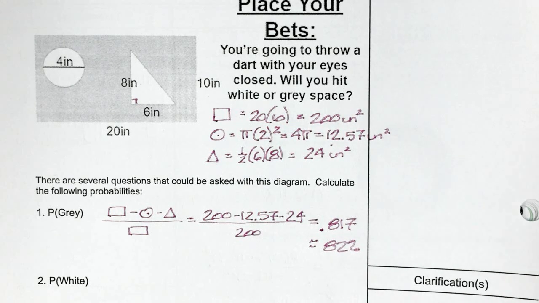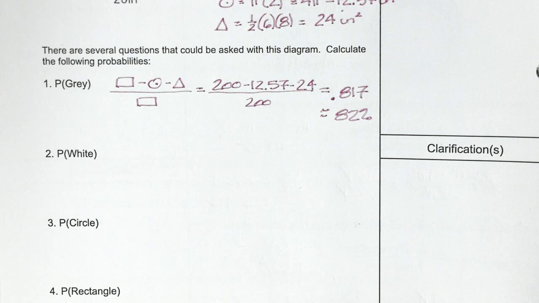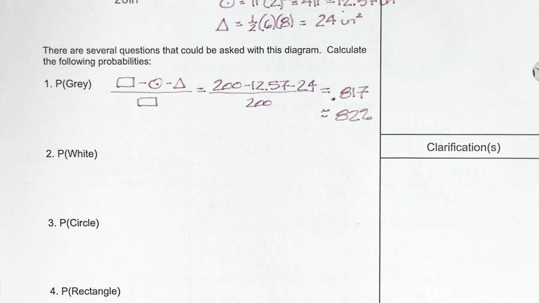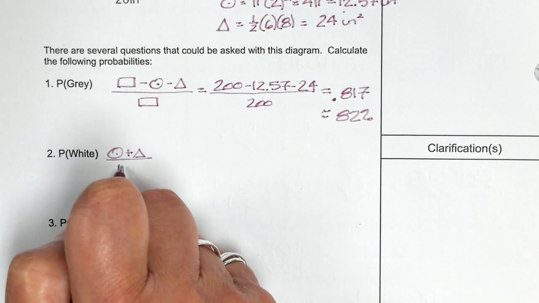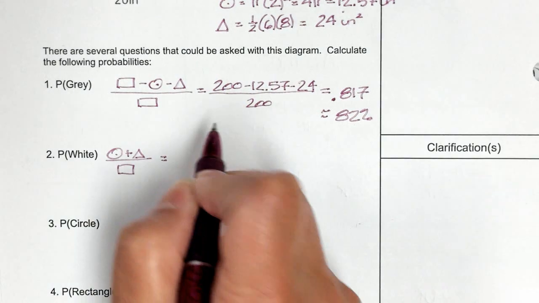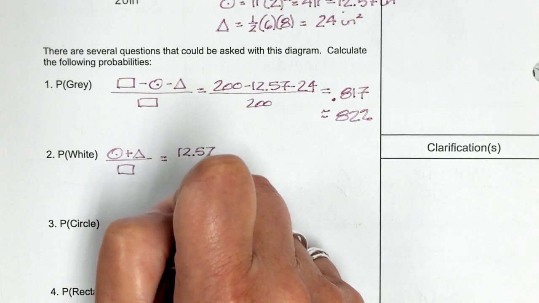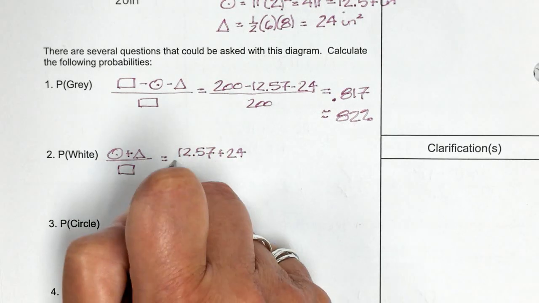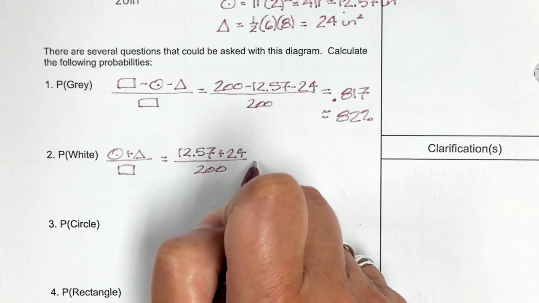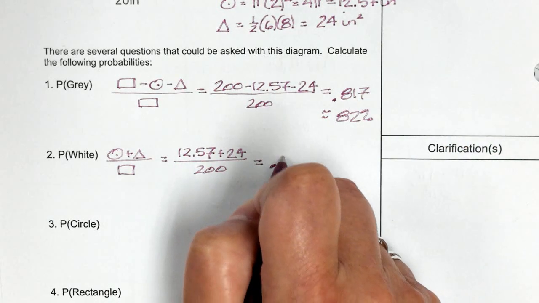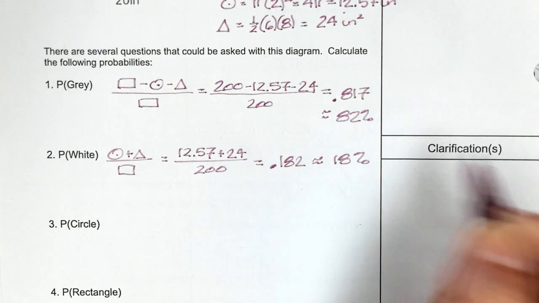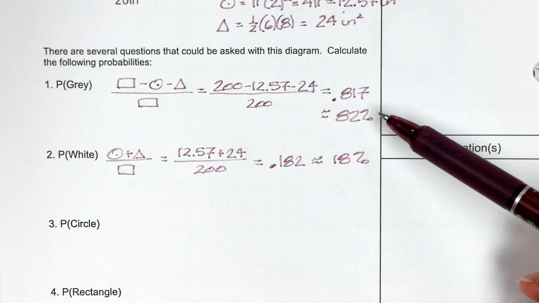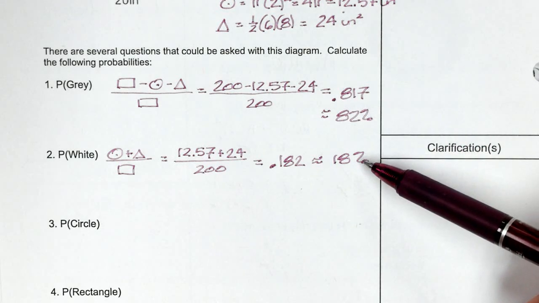Now, what is the probability of hitting the white area? Well, the white area is your circle and your triangle. So I'm going to take the area of the circle plus the area of the triangle and divide it by the rectangle. 12.57 plus 24 all over 200. Again, in decimal form, 0.182, or approximately 18% chance. I want to take a brief moment. Notice, probability of hitting gray plus the probability of hitting white equals 100%.